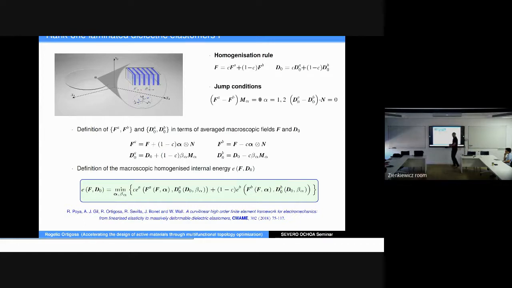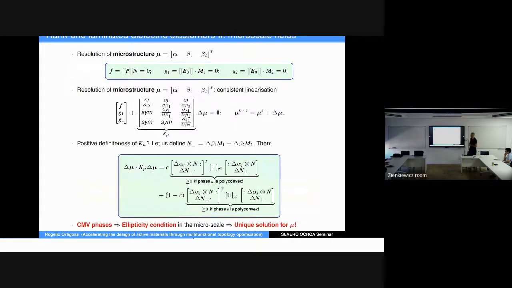Okay? And now, the way we define the homogenized energy is just like a weighted average of the energies of each phase. But you need to find the minimum of this with respect to alpha and beta. And that minimum yields two nonlinear equations, from which, hopefully, you will get those amplitude vectors.